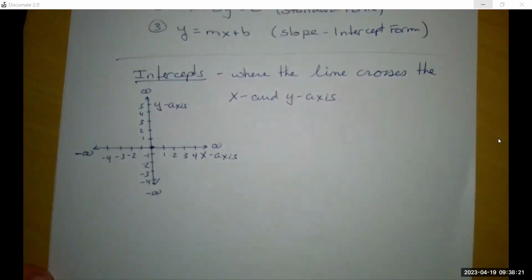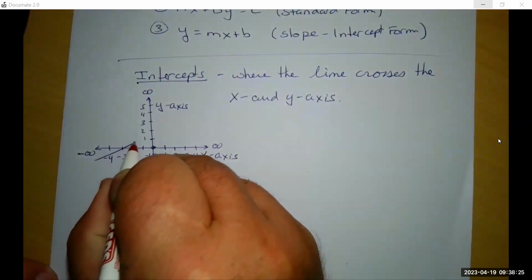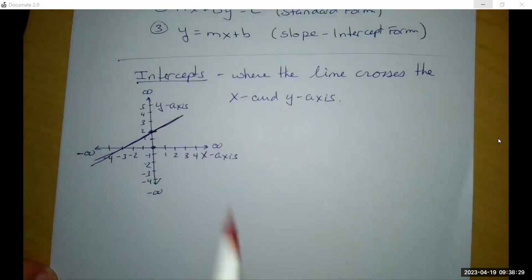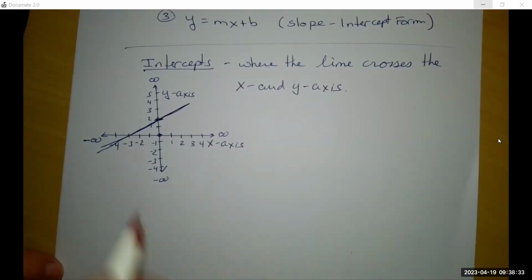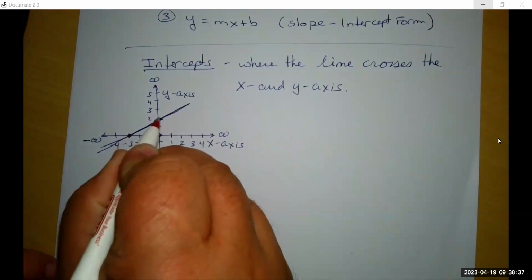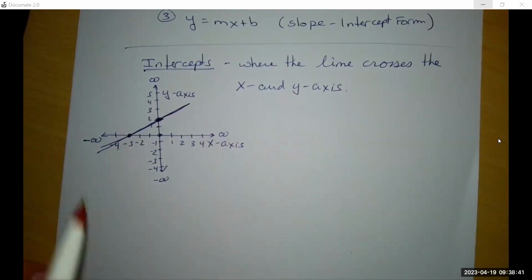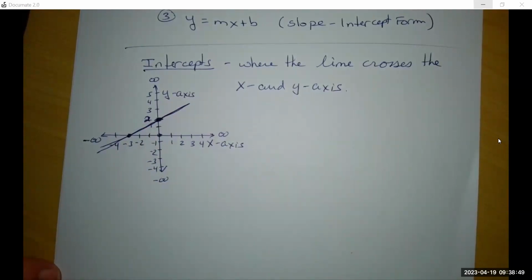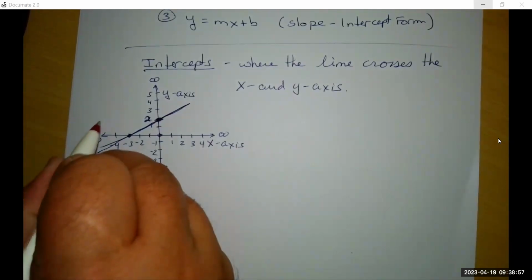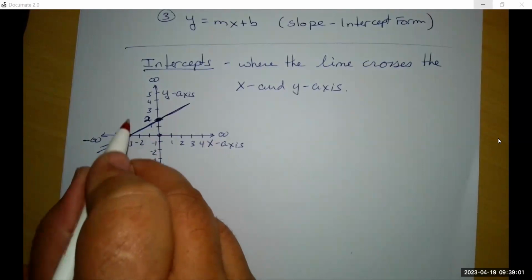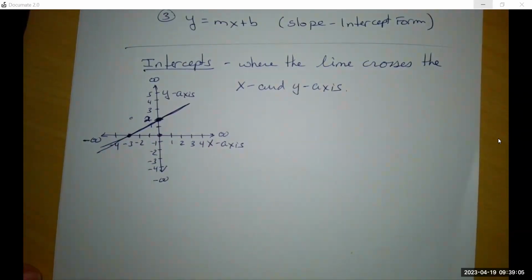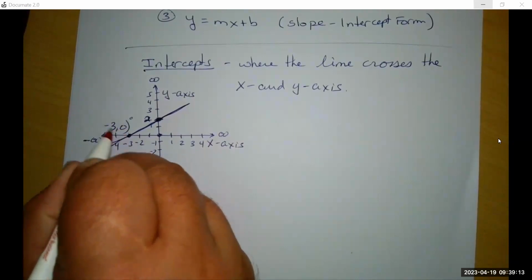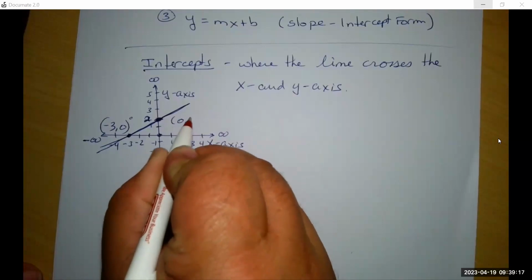So the intercept method. Let's say we had a graph that looks like this. We know that the line crosses the x-axis at negative 3, and it crosses the y-axis at positive 2. So what are their locations? Their ordered pairs? Negative 3 and 0. Very good. And 0 and 2. Excellent.